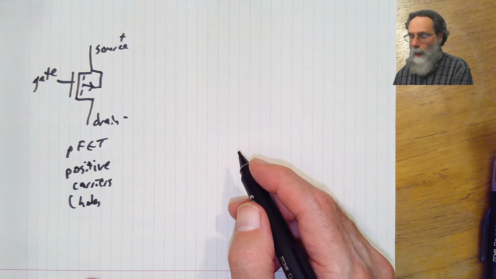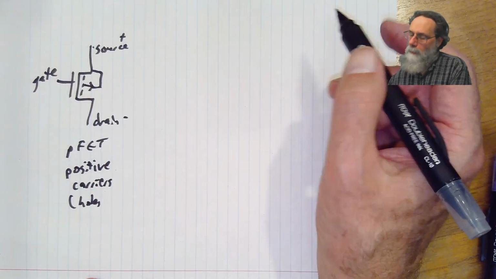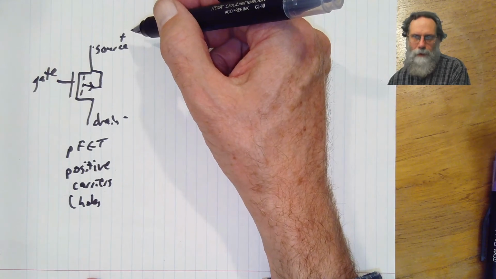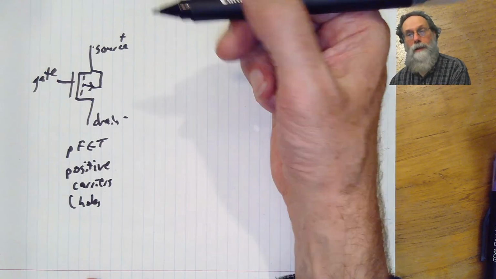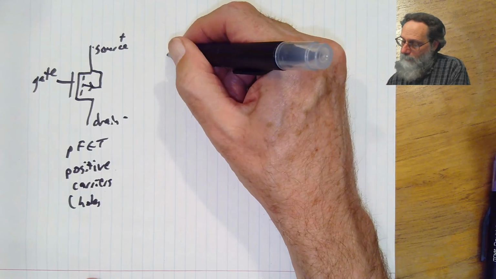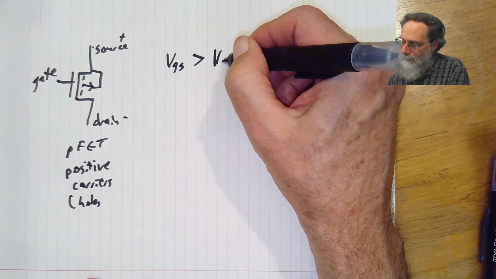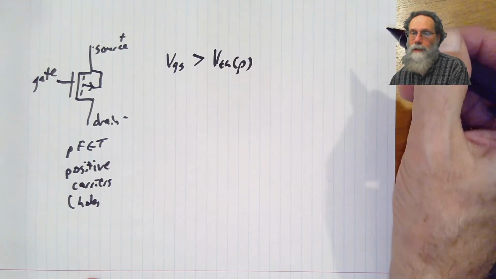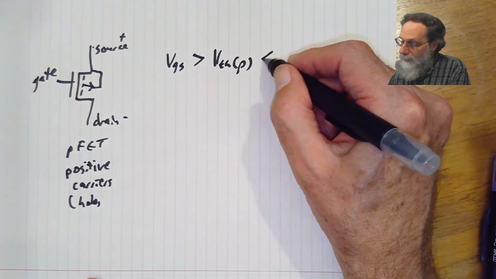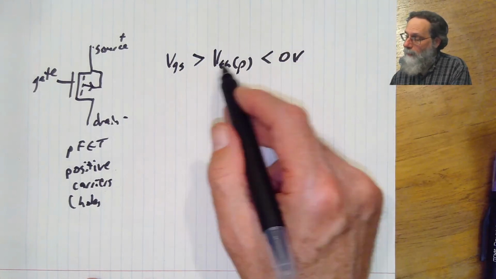When does this one turn on? Well, we're still interested in the gate to source voltage, but the source is now the most positive thing in the system rather than the most negative thing. And so what we have is that if VGS is greater than V threshold for the P transistor, which is less than 0 volts, as a negative number, then we're off.